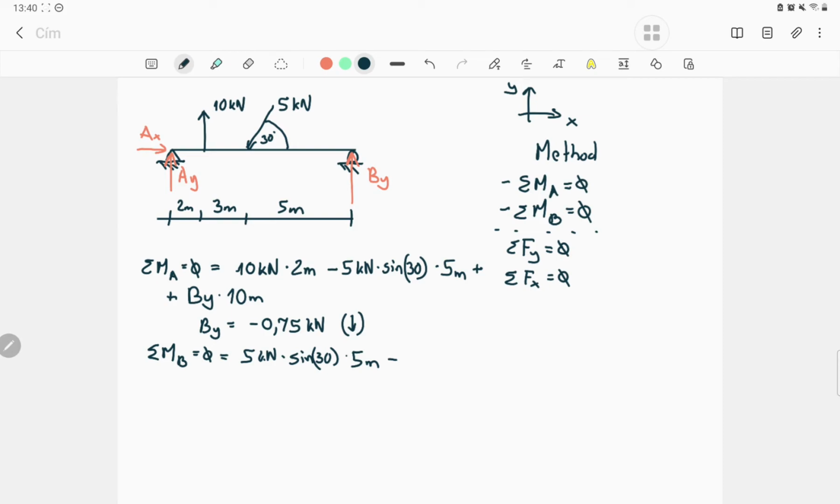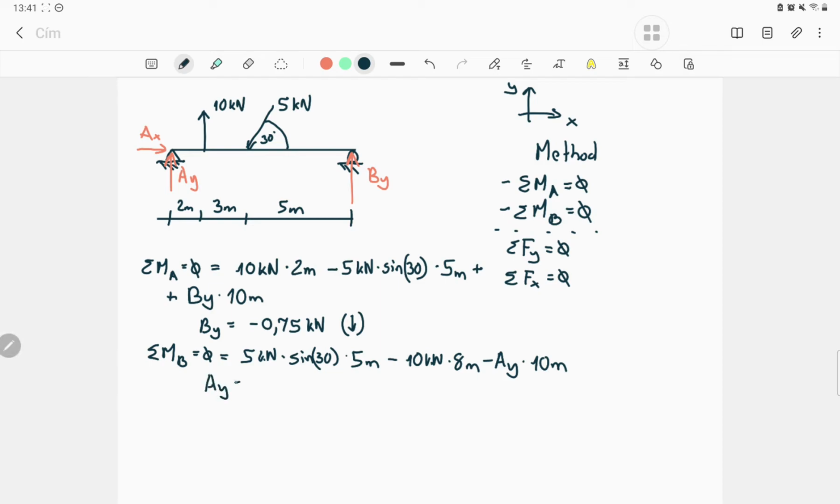So the 10 kilonewton times 8 meters will be negative, as you see. And the unknown A_y will be negative too, because it's clockwise. The x components go through the B point, so they are not inside this equation.